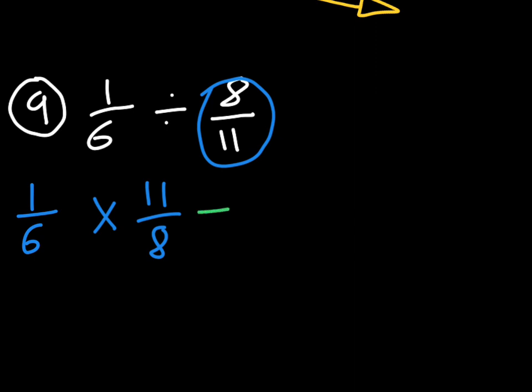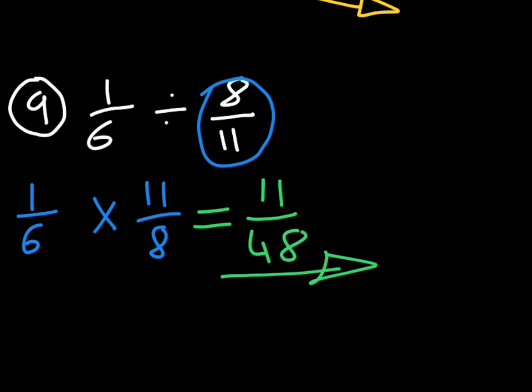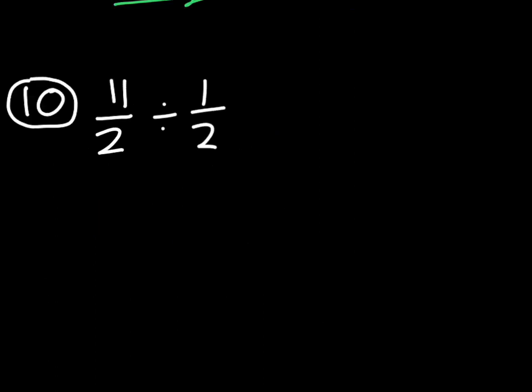And now it just becomes simple fraction multiplication. 1 times 11 is 11, and 6 times 8 is 48. And since there is no number which can go into both 11 and 48, this is our final answer for question number 9. So as you can see, dividing fractions is just as easy as multiplying fractions, as long as you remember to flip the second fraction, and from there it is just multiplication.